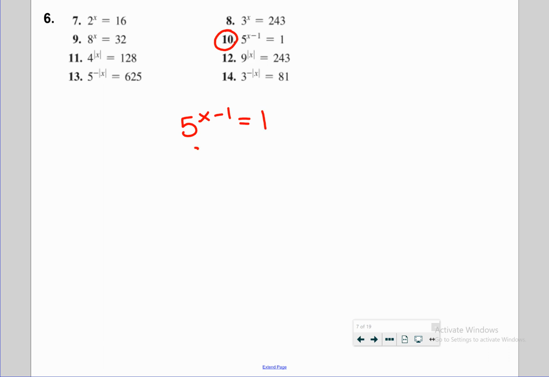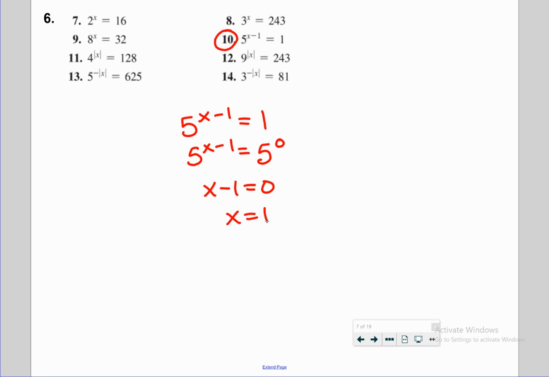But here, I can write 1 as a power of 5. 5 to what power is 1? 0. And if you can get a base to a power equals a base to a power, the only way this equation is going to be true is that those powers are equal to each other. So now I can just say x minus 1 equals 0, and therefore x equals 1.